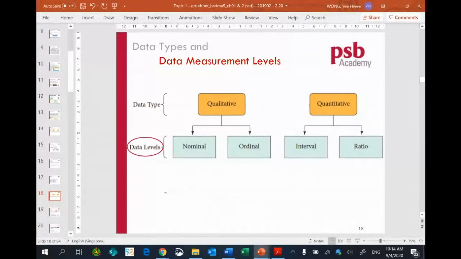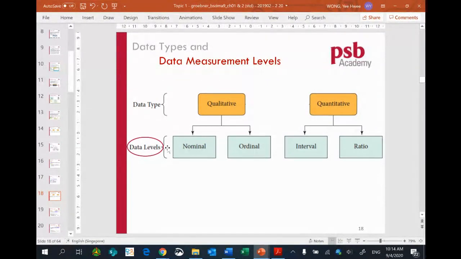The last one we have is the data level of measurement. These two belong to qualitative. They are not numbers. So there are some questions about this level, and I just want to elaborate a little bit.